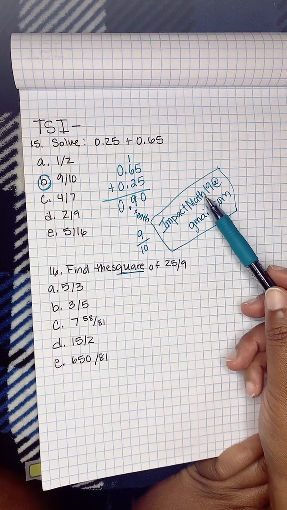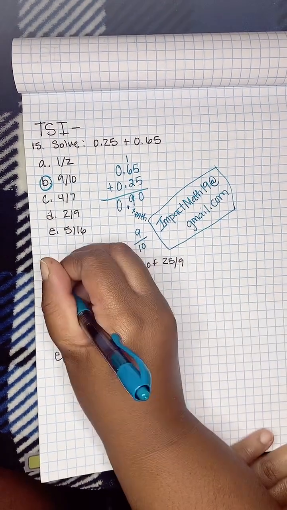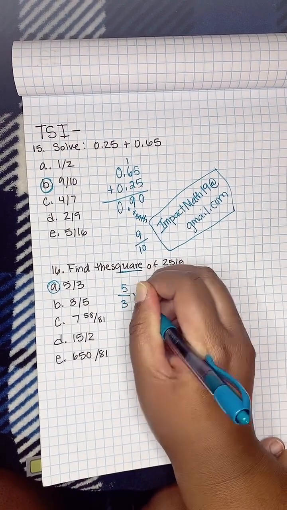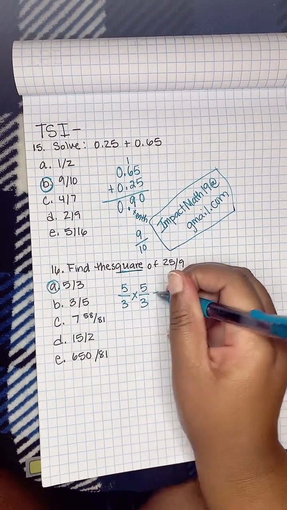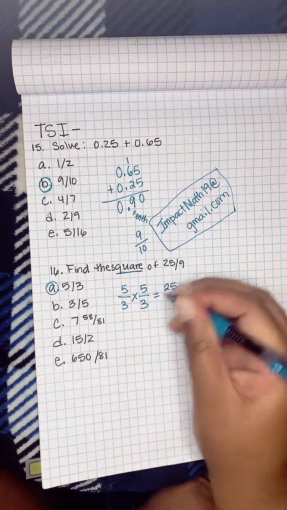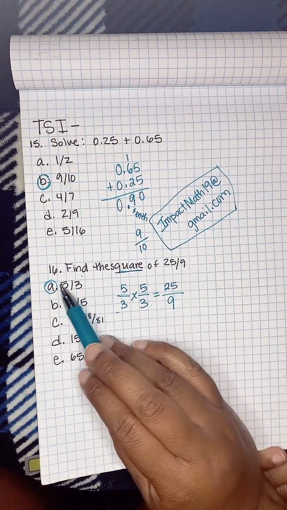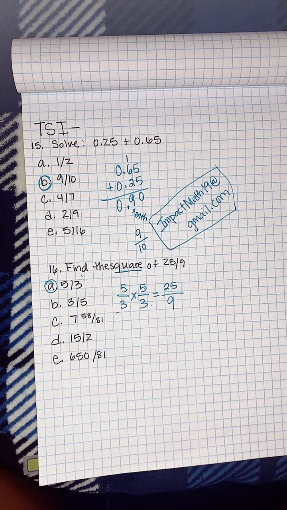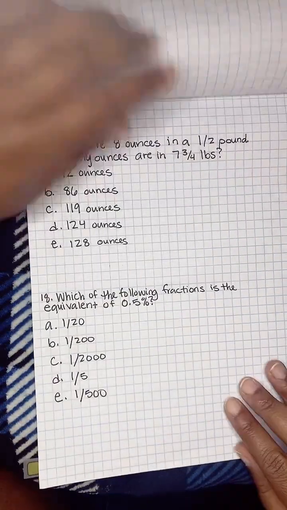A. Good, you guys. I see those A's coming in. Beautiful. Because a square means we have to do 5 over 3 times 5 over 3. We're timesing it by itself. So 5 times 5 gets us 25, over 3 times 3 gets us 9. So this is why A is our answer. Great job, everyone. Alrighty, let's keep on going.